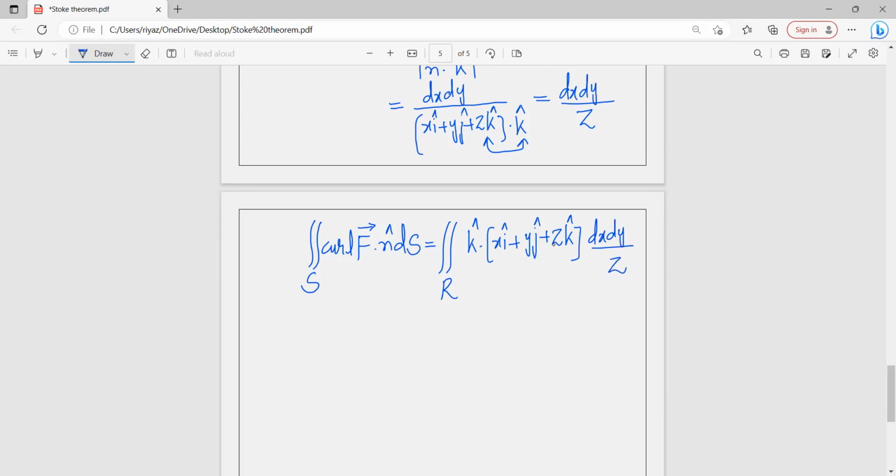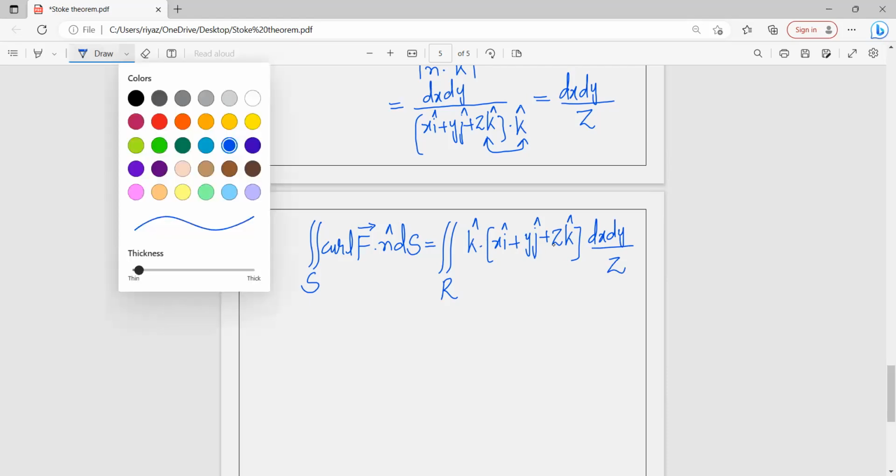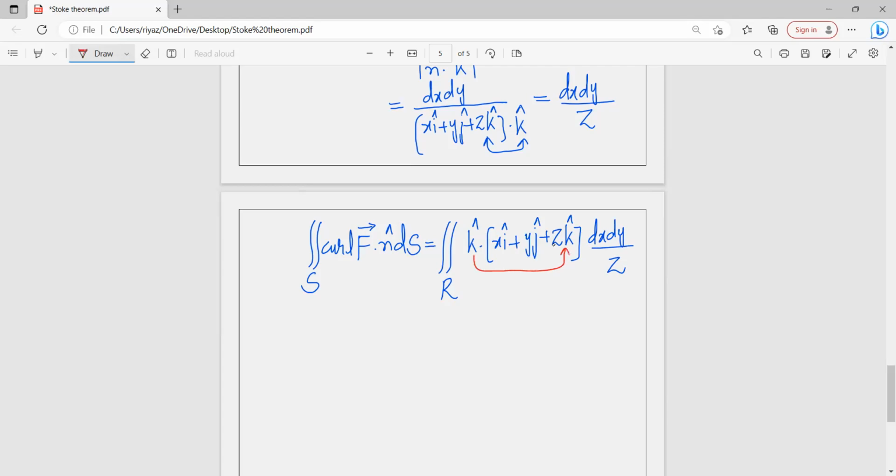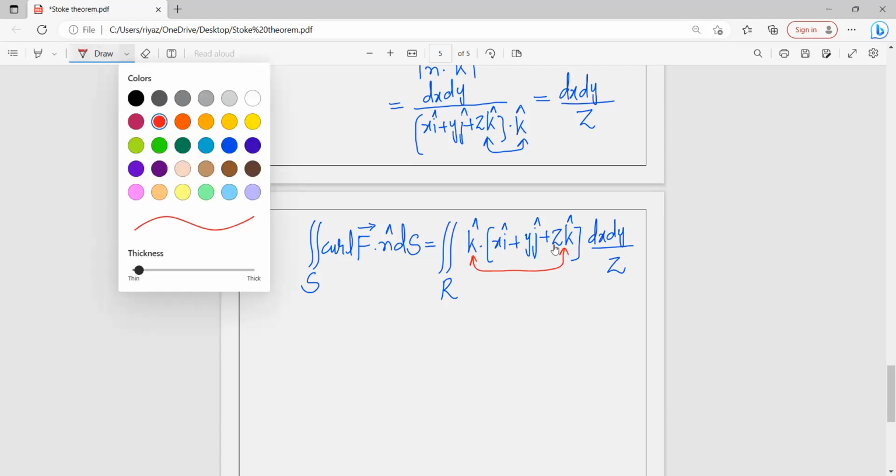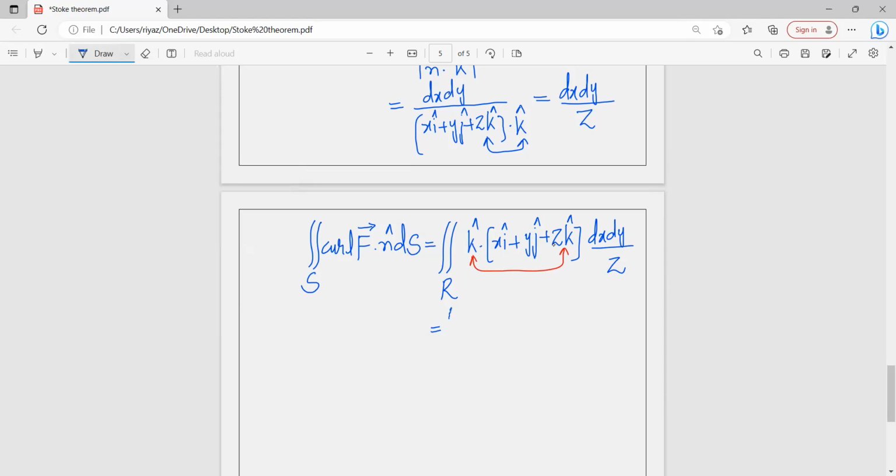So as I said before, and I want to repeat again, only k dot k is possible. But what is the k dot k value? That is 1. So z is left off now, and this z will be cancelled. What is left is dx dy. Understood or not? As I said before starting this problem, this will represent what? Area of circle.